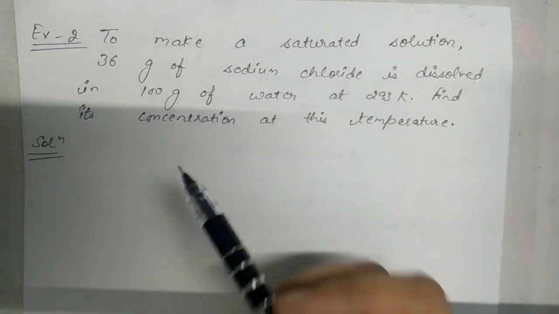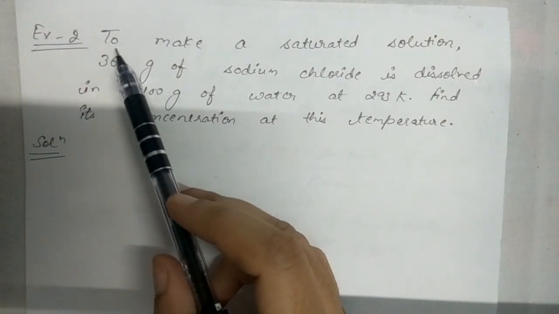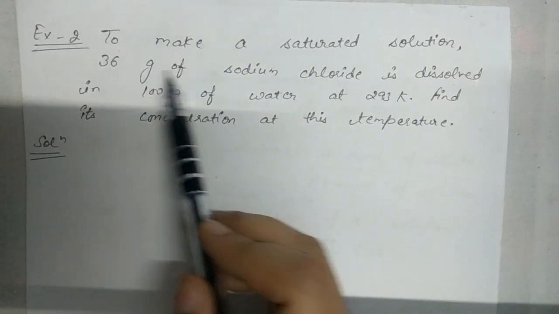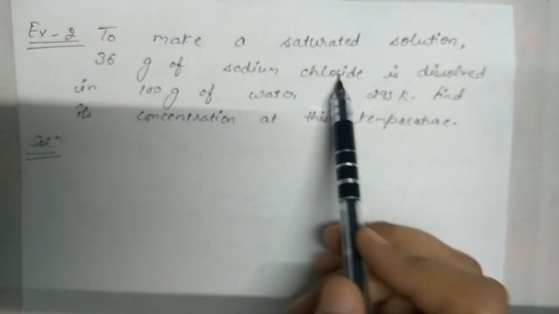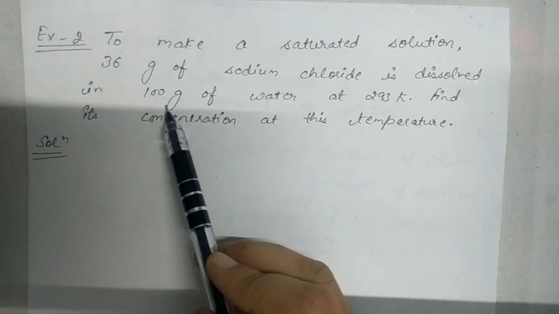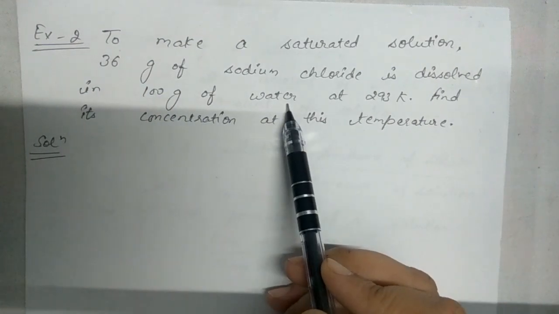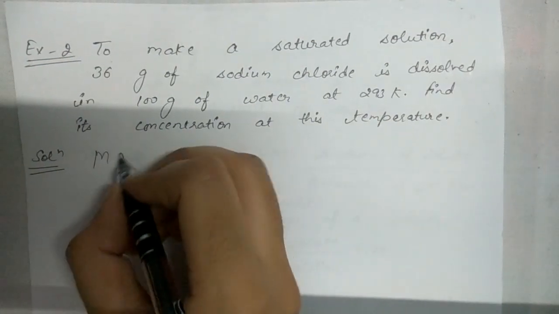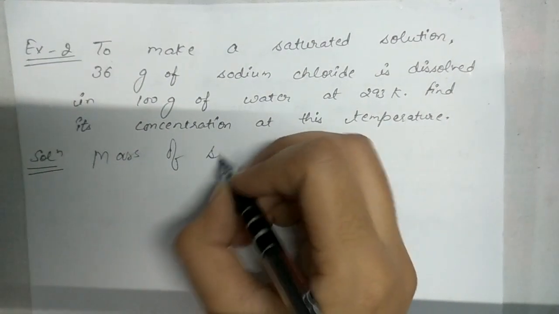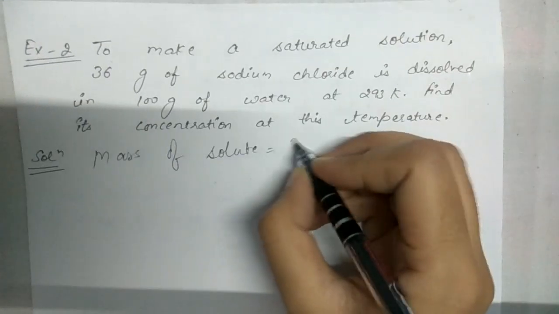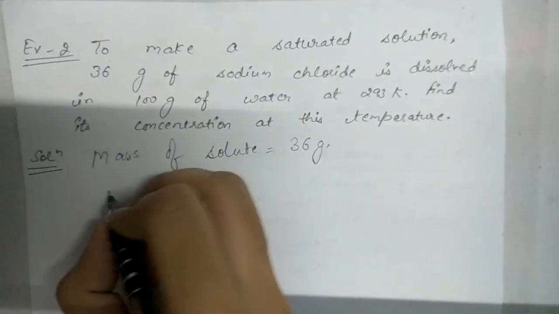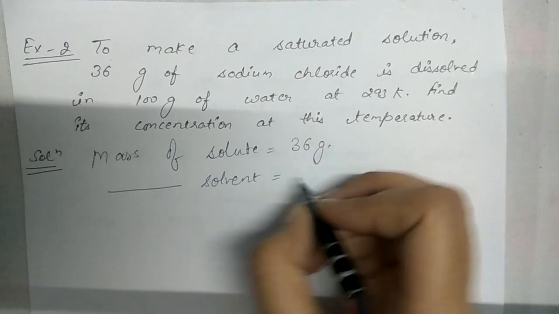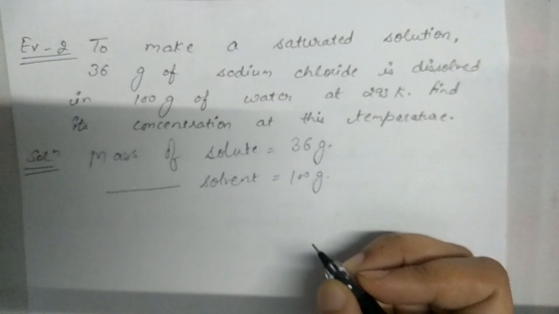Let's discuss one more example. So here is the question. To make a saturated solution, 36 gram of sodium chloride is dissolved in 100 gram of water. So the solute is sodium chloride, that is 36 gram. So we will write mass of solute is 36 gram. Again, it is solvent. The mass of solvent is given here, that is 100 gram.